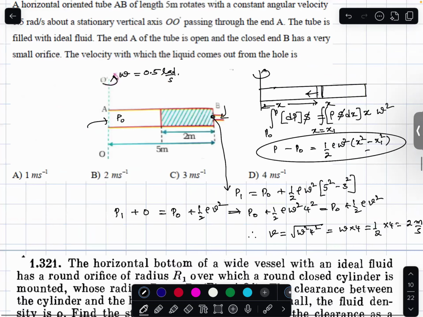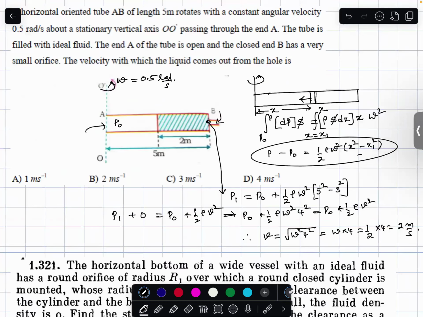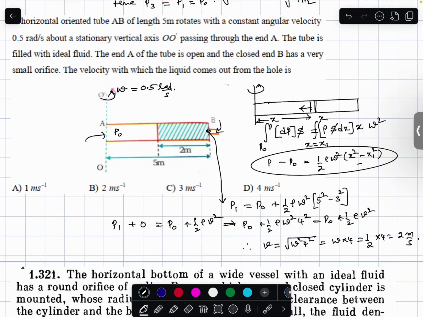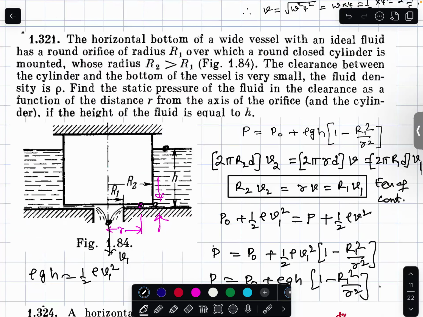Any doubts? It's a standard question. Even we have this in... Any doubts? I'm just applying equation of continuity. Just applying equation of continuity. Right.